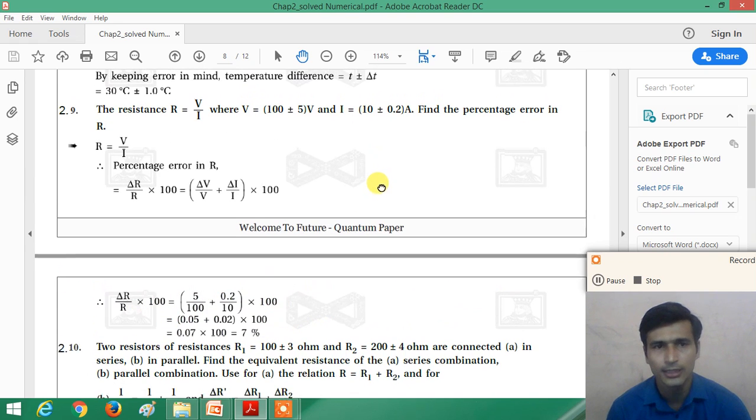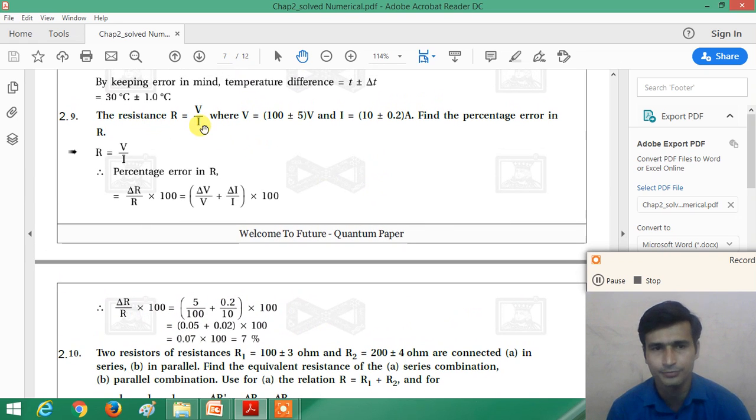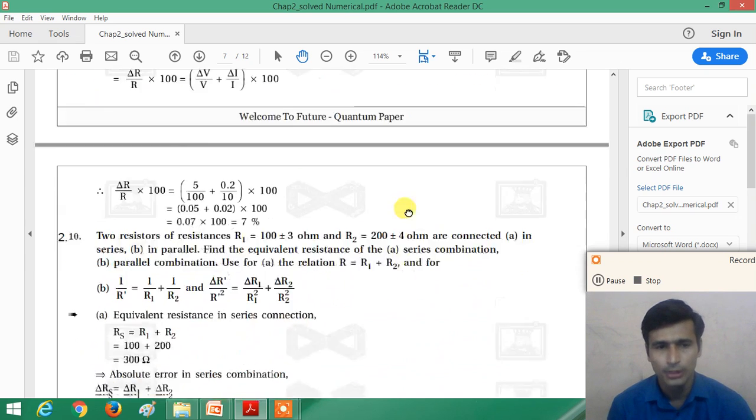Understand this example, how you calculate the percentage error. A similar example is given for you. Mass is given to you, volume is given to you, and you calculate the percentage error in the density. So you can easily calculate the percentage error. Remember the rule: the percentage error in a multiplication or a division is the sum of the percentage errors in the individual measurements. Understand this example?